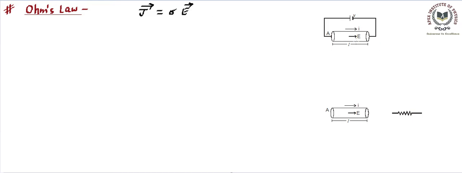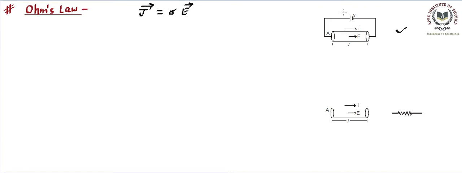Now let's say this is the conductor. Let's look at this figure. This is the conductor which has been provided with this electric field E. Now you will think how we will be providing this electric field. For that sake, you need to connect this conductor by a potential difference or a battery. So if we connect this conductor by a battery, this is a battery of potential V.